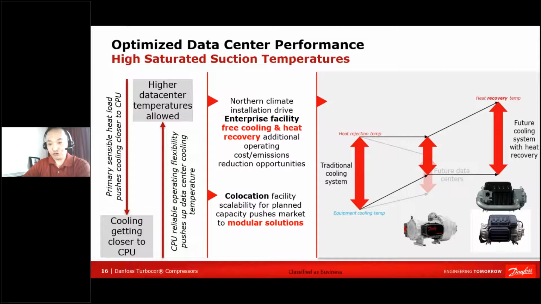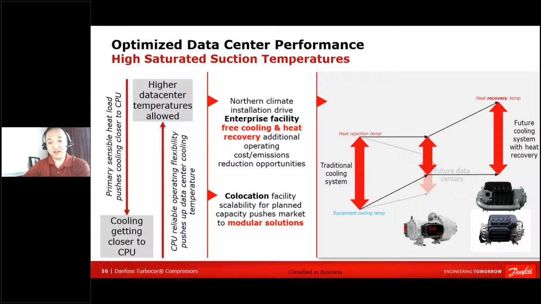The other opportunity with high saturated suction temperature capability is that for some data center locations, such as in northern hemisphere locations, it is not uncommon for the cooling to be provided by a free cooling setup. In other words, using the outside ambient air to cool the data center application, which essentially eliminates the need for mechanical cooling. Where Turbocor can come into play is that our compressor technology wouldn't necessarily be used for air conditioning the space, because that is not needed, but instead to provide heating.